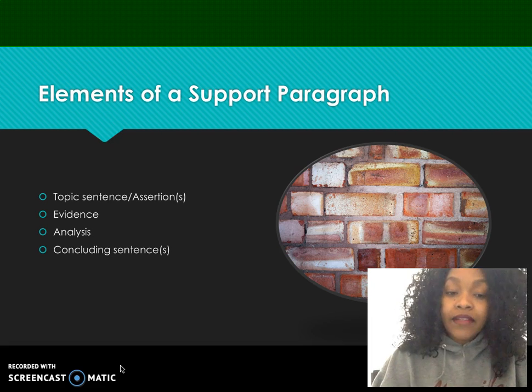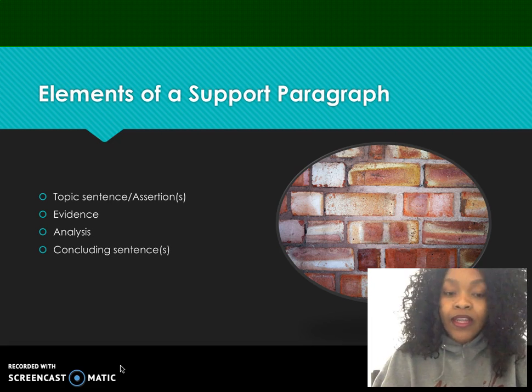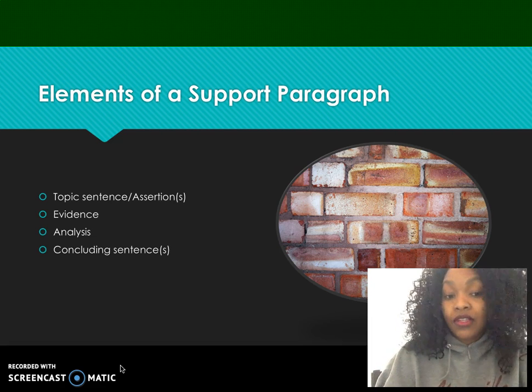Then you've got your evidence. And your evidence is your support. So either you've researched and you've found statistics, you've found anecdotes, you've got some type of analogy or whatnot, and that's where you're going to be supporting the topic sentence or supporting your assertion.